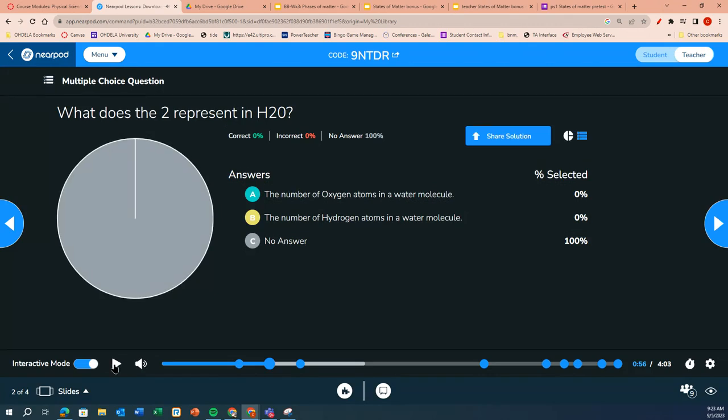Okay, so what does the 2 stand for in H2O? Is it the number of oxygen atoms in the water molecule, or is it the number of hydrogen atoms in the water molecule? Yeah, you guys got it. Number of hydrogen atoms, right? Almost got everybody there. 30%, so that means out of 10, 3 of you haven't answered. Maybe you have a glitch. If you have a glitch, put it in the private chat so that I know that I'm giving you points today. If you're not able to get into Nearpod, you can always put it in the private chat. Remember, that's what we always do.